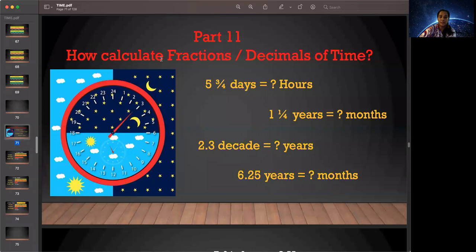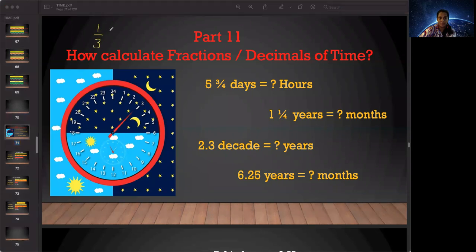Here, how to calculate fractions or decimals of time. Now in the previous lesson, we looked into calculating fractions and decimals of time which were less than 1. To be very precise, you had learned how to calculate, say for example, what is 1/3 of an hour, or what is half of a year, things like that. So that was dealing with units of fractions that were less than 1. They were all proper fractions.